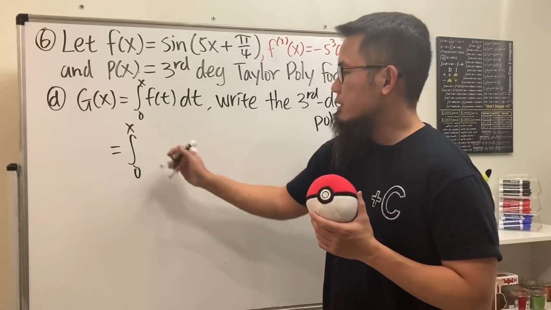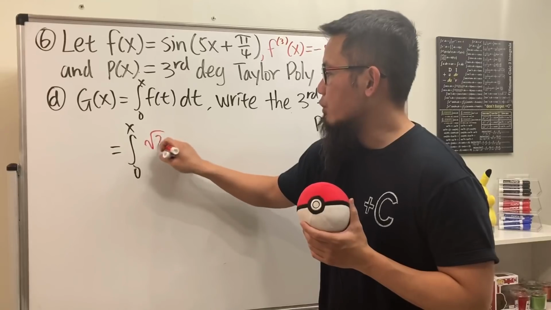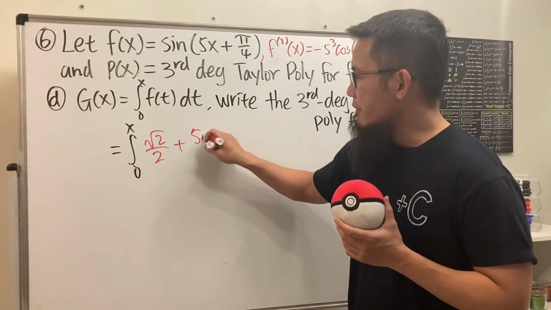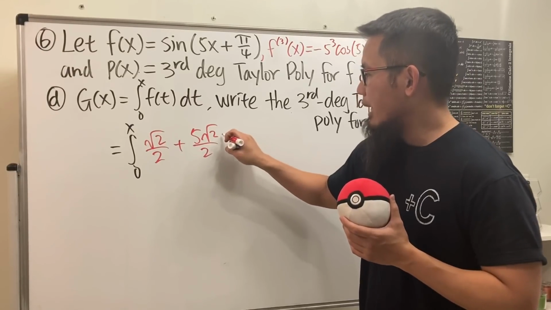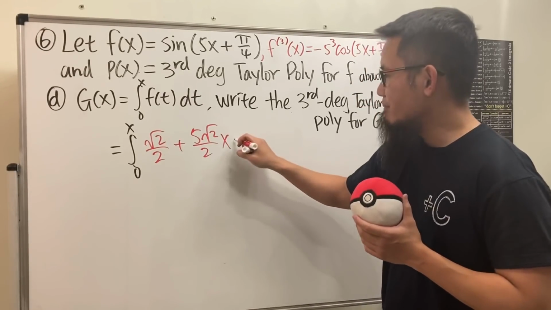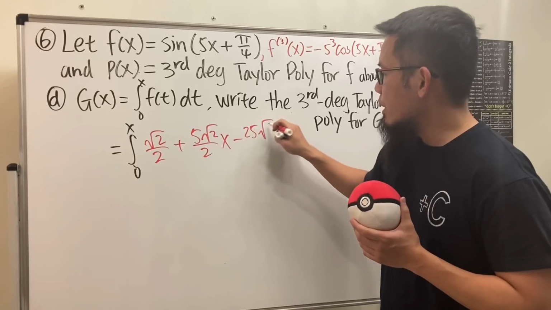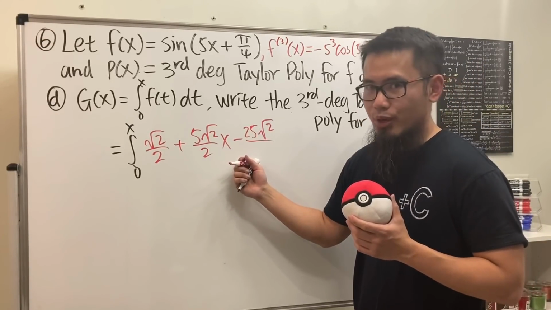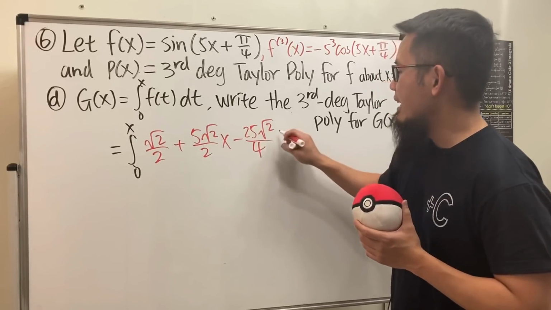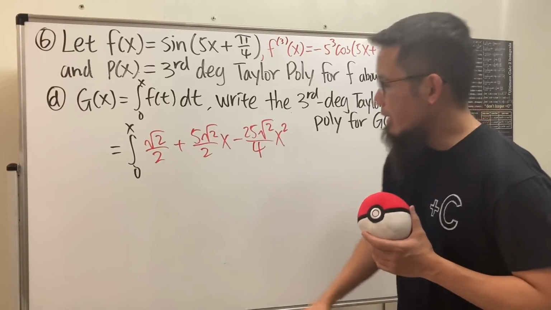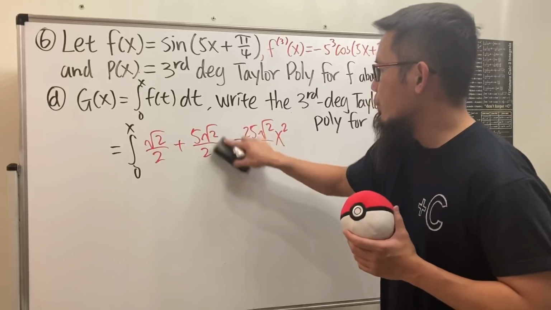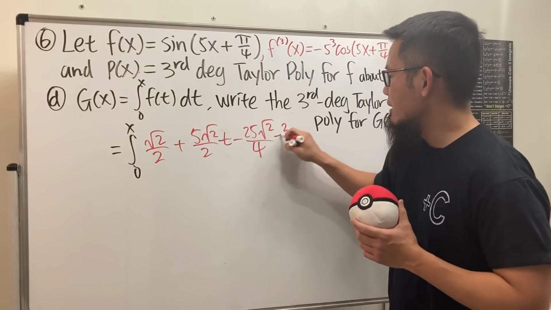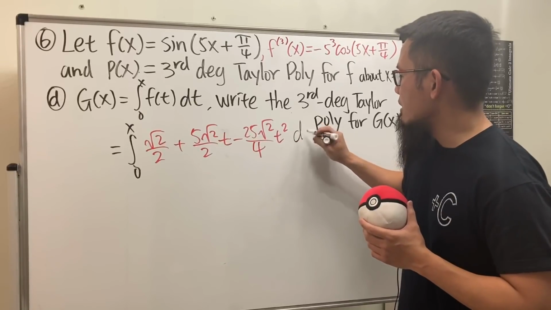And then instead of the x, we are going to put down t. That's all. So this becomes square root of 2 over 2. That's a constant term. And then we add 5 square root of 2 over 2, x to the first power, and then minus 25 square root of 2 over 2, but multiplied by 2 factorial. So that's 4, and then x to the second power. And again, I made the mistake. I just told you, we don't want to use x. We are going to use t. Right? And then here we have the dt.